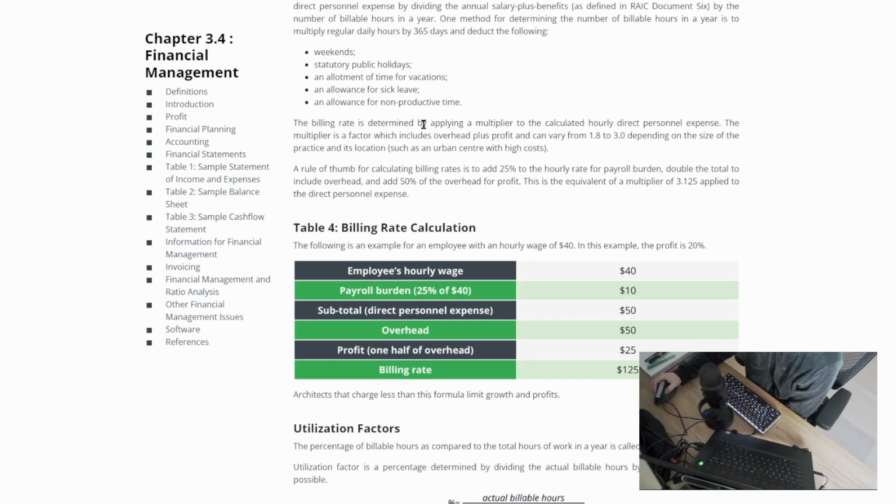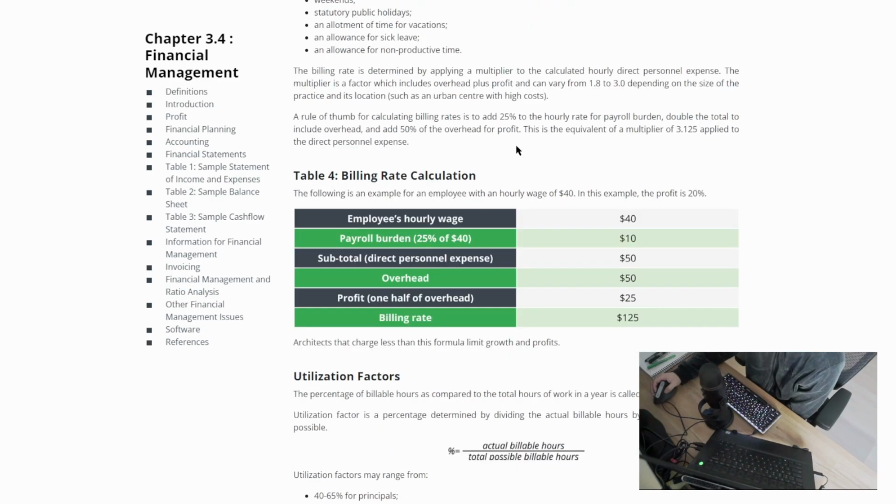The billing rate is determined by applying a multiplier to the calculated hourly direct personal expense. The multiplier is a factor which includes overhead plus profit and can vary from 1.8 to 3.0 depending on the size of the practice and its location, such as an urban center with high costs.